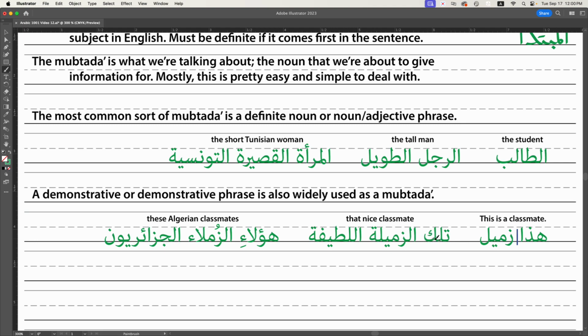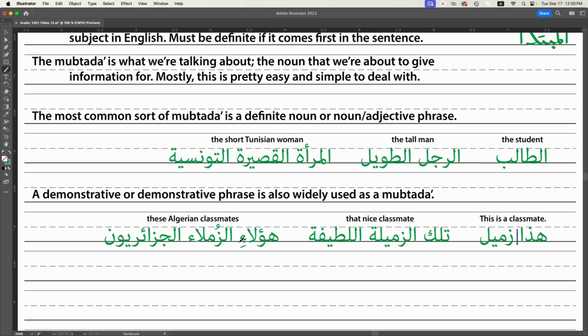Over here, we have tilka, this, or that, rather. A zamila, here's a female classmate, and we're going to describe her. She's latifa, she's nice. So all 3 of these words are definite, so this is an ism sifa, a phrase, not a sentence. That nice classmate.